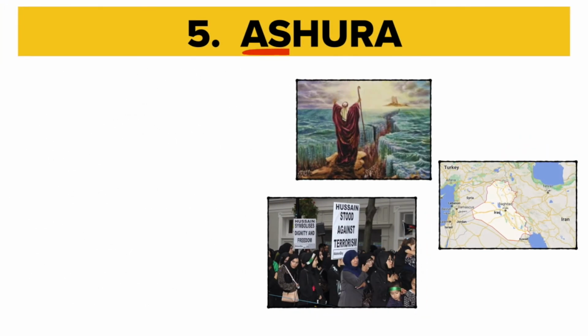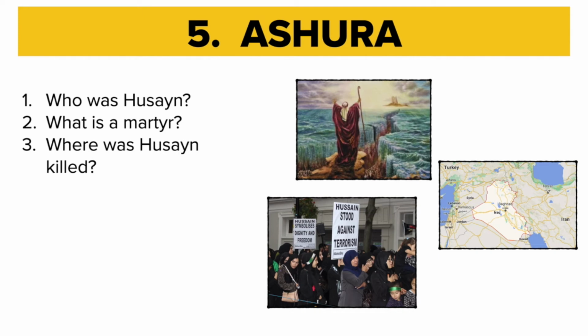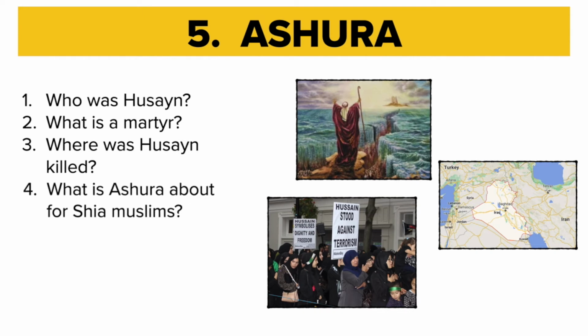The 5th topic is Ashura. New subtitle, 6 more questions. Question 1: Who was Hussein? Question 2: What is a martyr? Question 3: Where was Hussein killed?